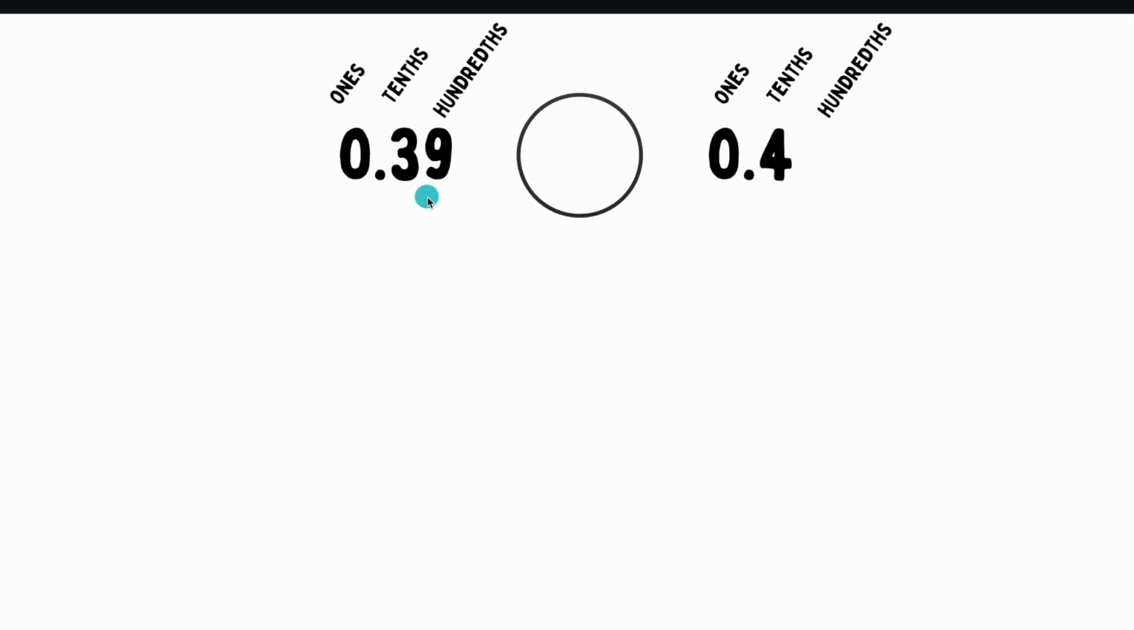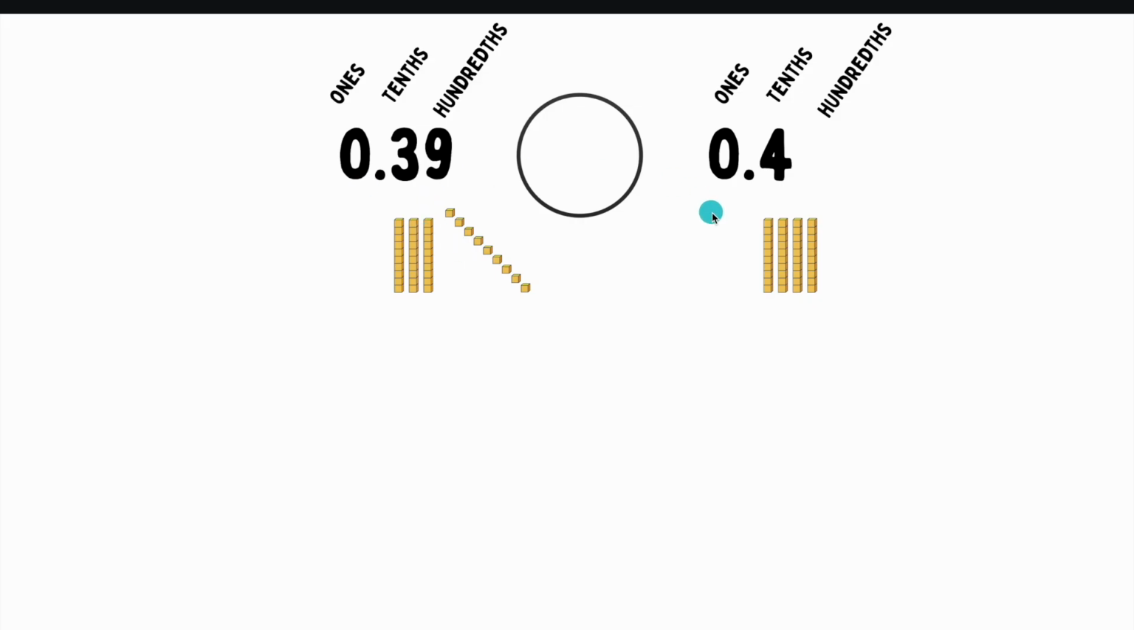Let's compare 39 hundredths to 4 tenths. Let's start by creating a model. We have 3 tenths and 9 hundredths. Here we have 4 tenths and no hundredths. We notice that 4 tenths is greater than 3 tenths and 9 hundredths. We need 1 more hundredth to make 4 tenths.